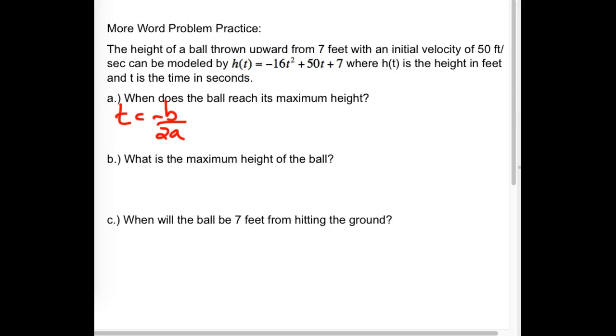Part B. What is the maximum height? So they're looking for our y value, right? So whatever we get for t in the first problem, we're going to plug into our function and find our y coordinate. Okay? I'm going to pause the recording. I want you guys to try this one at your tables.